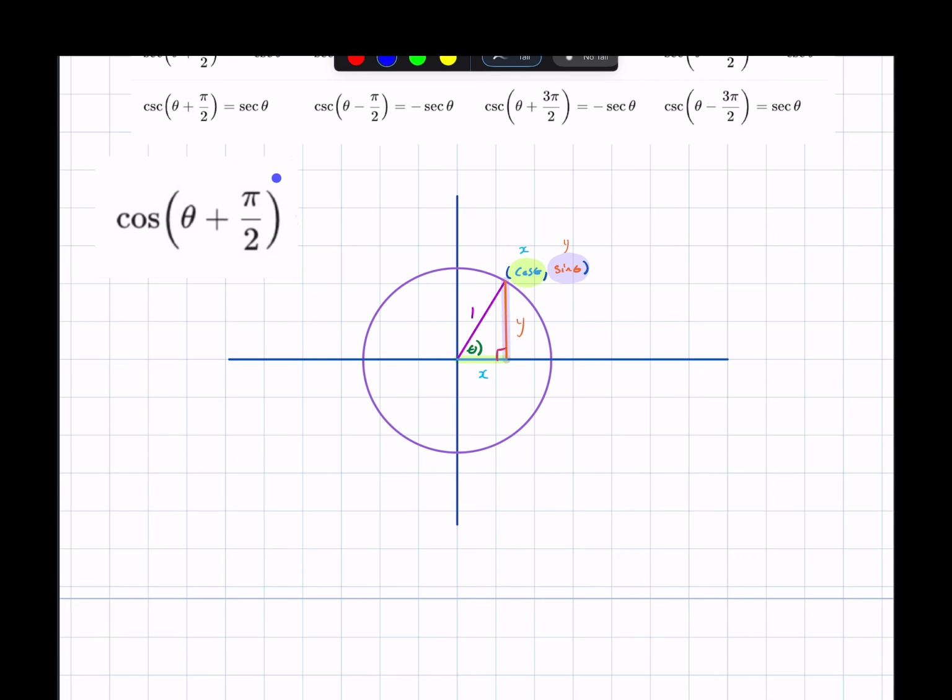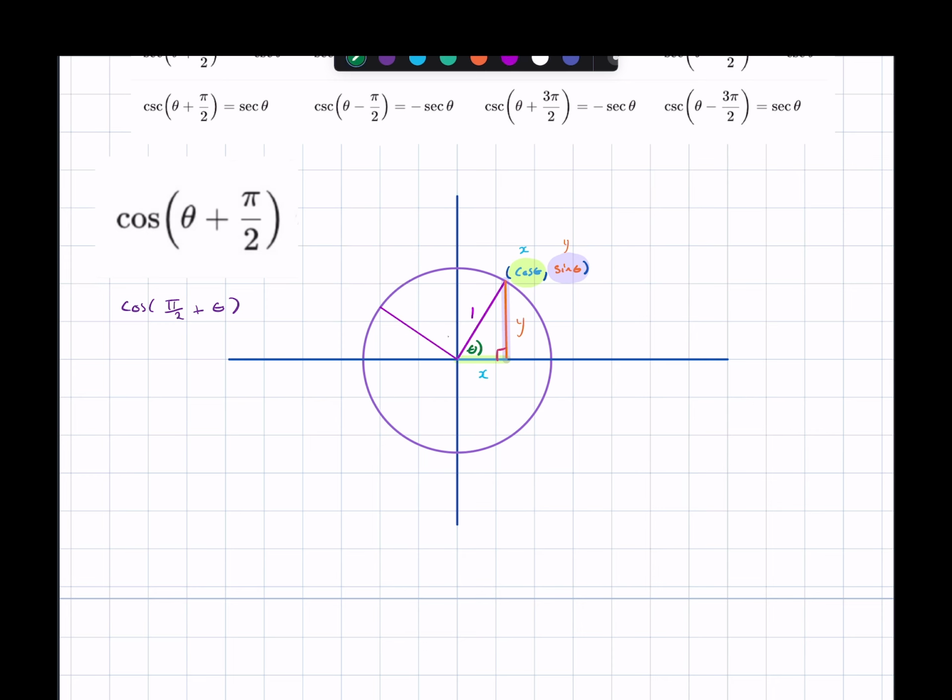Okay, so how are we going to use this to find cosine of theta plus pi over 2? Well, we're going to remember that theta plus pi over 2 is the same as pi over 2 plus theta. So cosine of theta plus pi over 2 is the same as cosine of pi over 2 plus theta, and we can take our terminal arm and rotate it by pi over 2 counterclockwise. That gets us up to here, right? That gets us pointing directly north on the unit circle, and then by another theta. So we're going to rotate it by another theta after that.